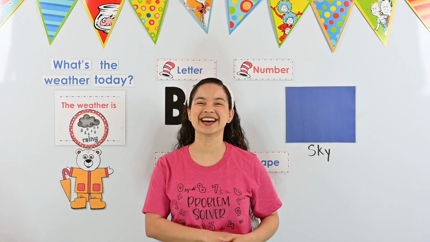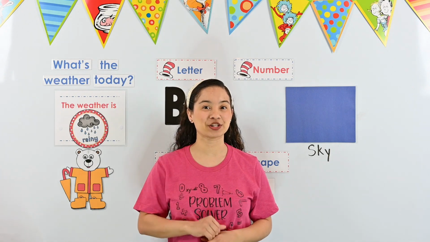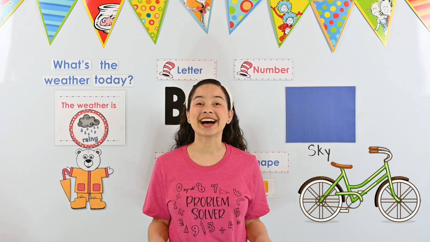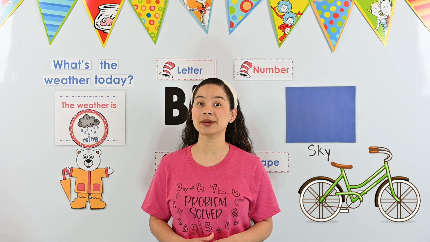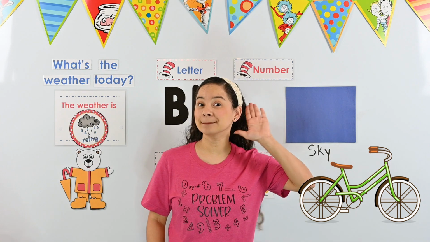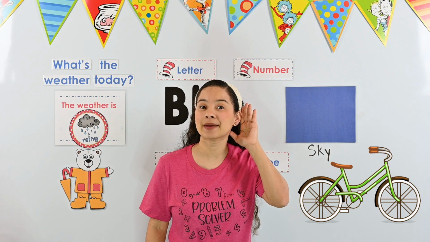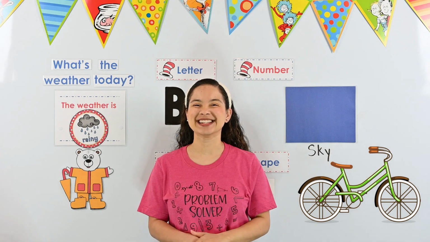Great job. Okay, let's look at one more picture. Wow, it's a bike. I know that bike starts with the letter B because I hear the B sound at the beginning. Listen, bike, B, B, bike. Did you hear the B sound?